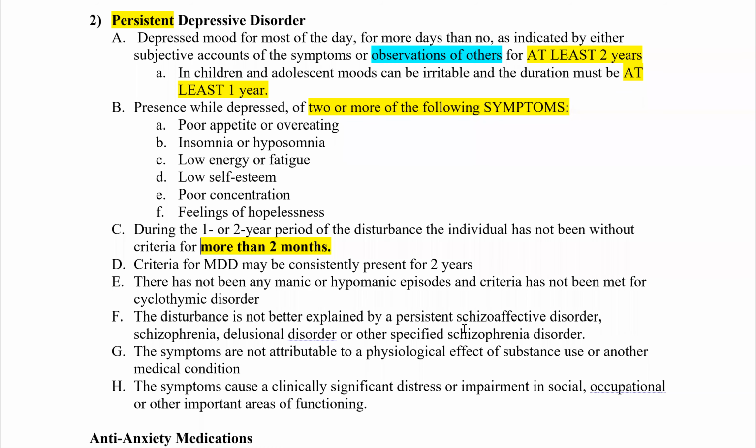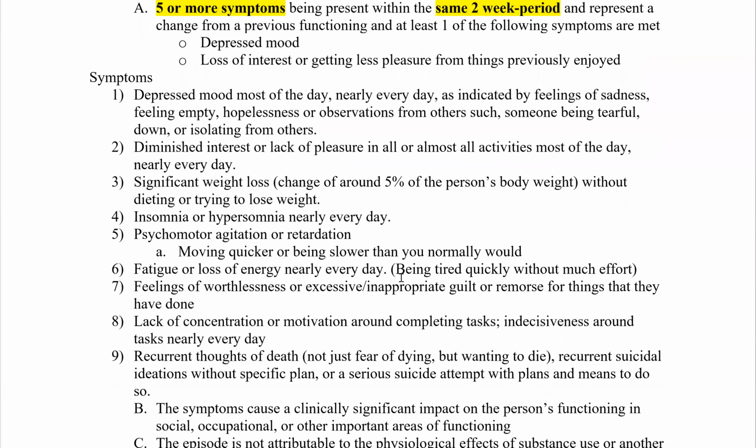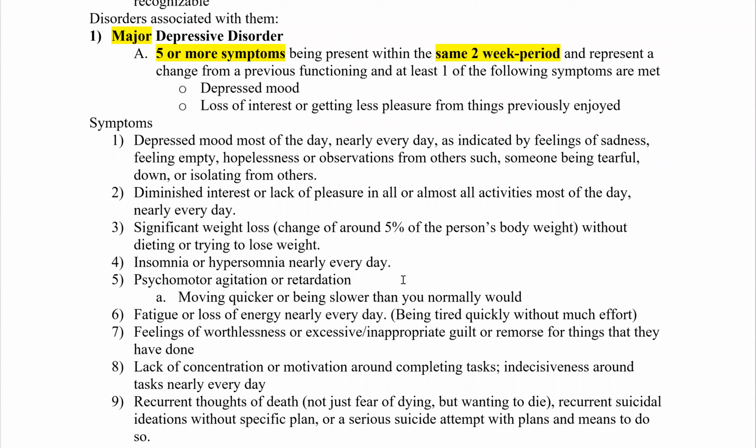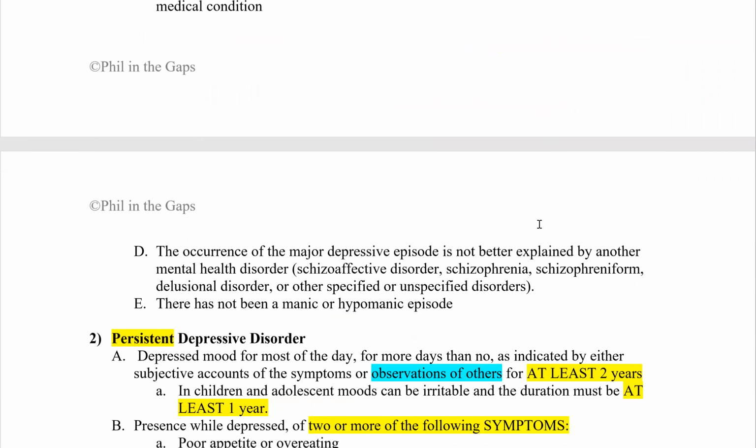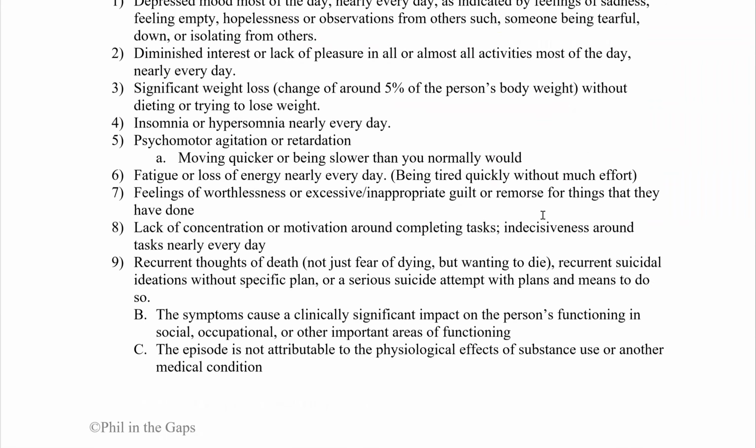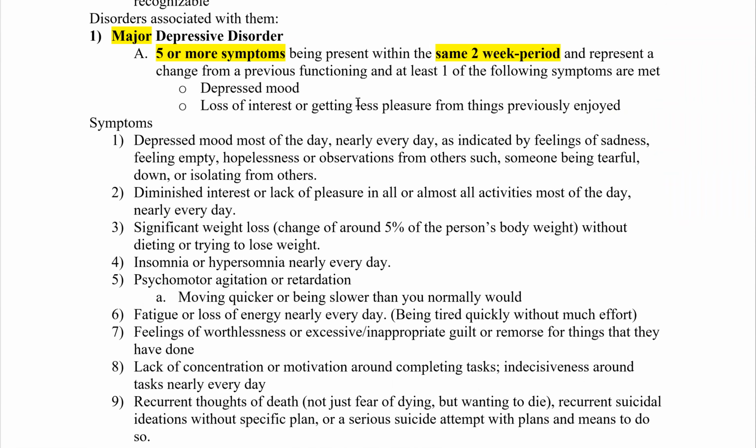So, kind of a quick review on our depressive disorders. Again, easiest way to remember the length of time for each of them is they both involve the number 2: weeks or 2 years or longer. And for major depressive disorder, again, they have to have one or both of the gatekeeper criteria: depressed mood or loss of interest, getting less pleasure from things that they would have enjoyed. That's 5 or more symptoms.